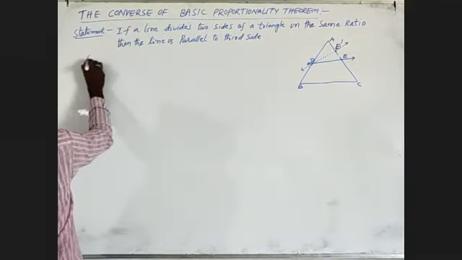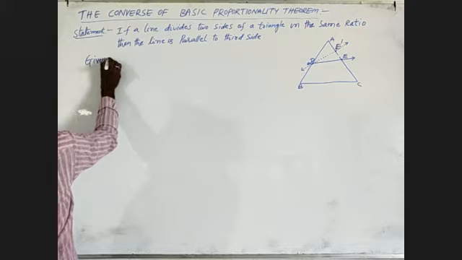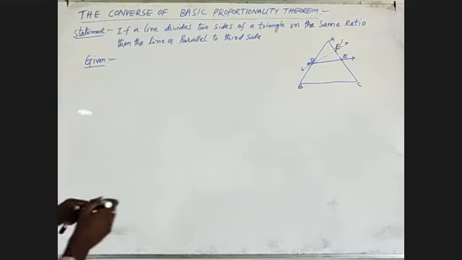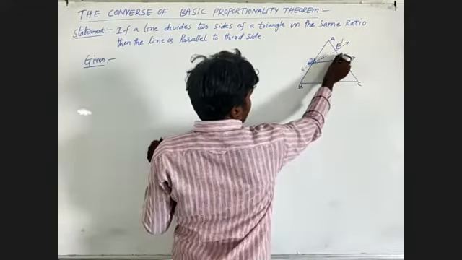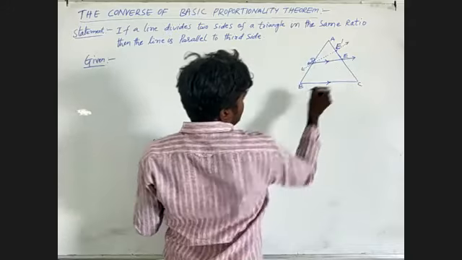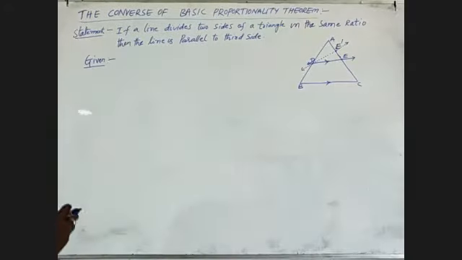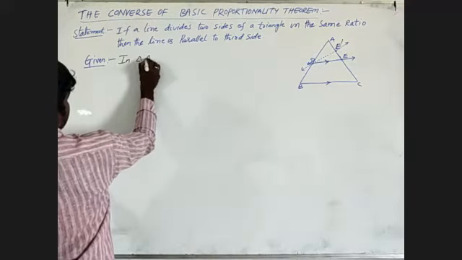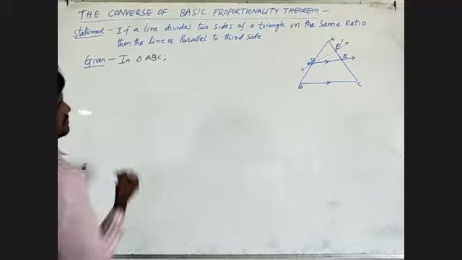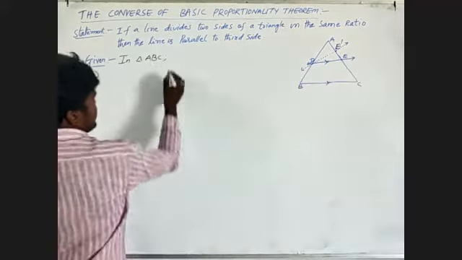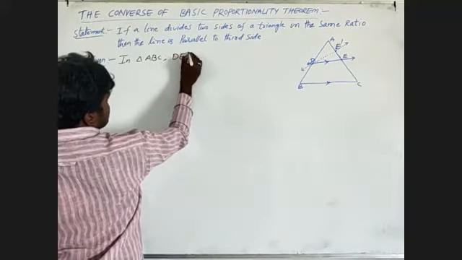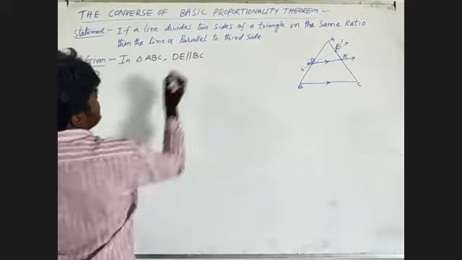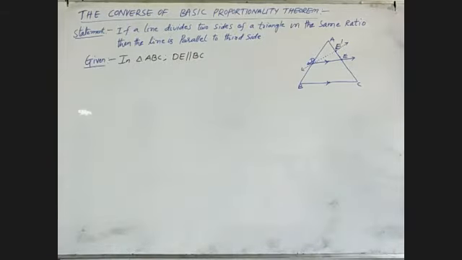I will write there, given. What is given means: DE is parallel to BC. That I will write first. In triangle ABC, given line, that is DE is parallel to BC.